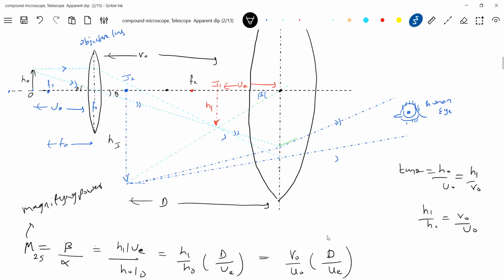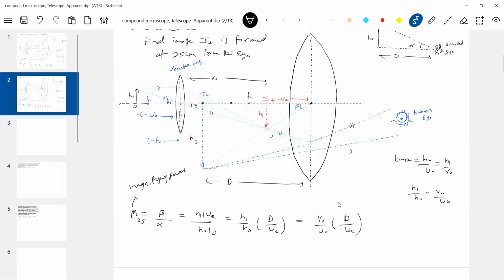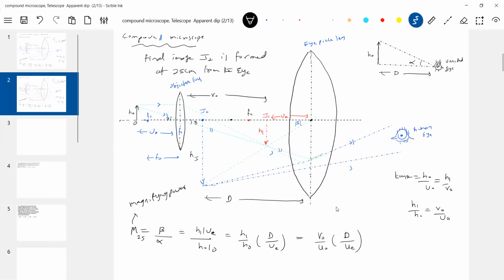But what is the unknown thing? That UE is what is unknown, no? How to bring that UE? UE is what here, no? So how to bring that one? I'll go for this particular eyepiece. What is the focal length of this eyepiece? FE. So what is the formula for this going to be?